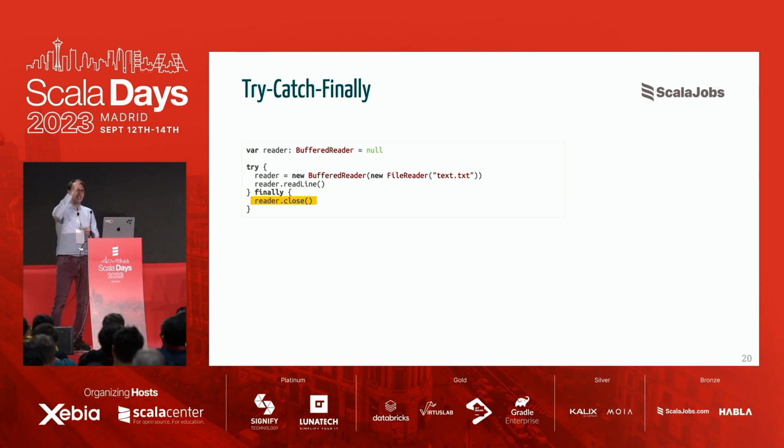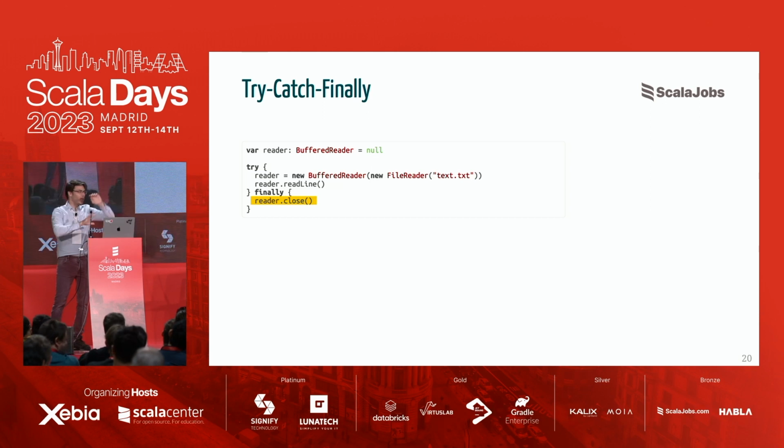But because there was an exception in the try block, the reader was never created, it's still null, and your finally code now is going to have a null pointer exception because there was an error in your try block. So you have essentially two errors, one error in the try block, one error in the finally block. So I have a question for you.